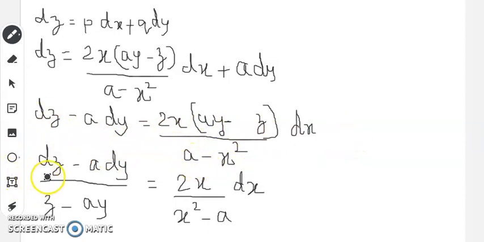Now this can also be rearranged as (dz minus a dy) divided by (ay minus z), that can be written as z minus ay. Taking minus 1 as common, minus of (z minus ay) is equal to 2x dx divided by minus of (a minus x square), so minus of (x square minus a). The minus and minus get cancelled. So we get (dz minus a dy) divided by (z minus ay) is equal to 2x divided by (x square minus a) into dx.